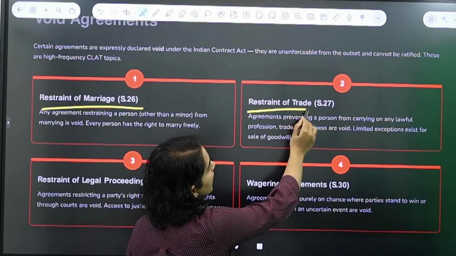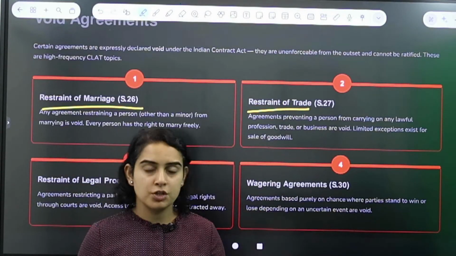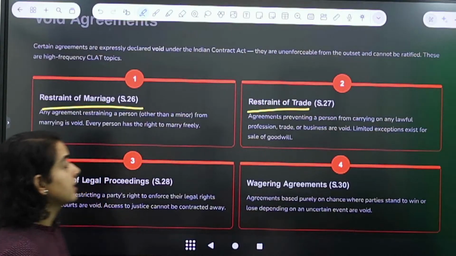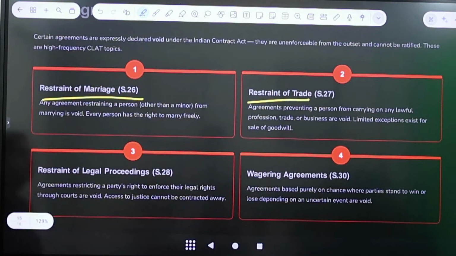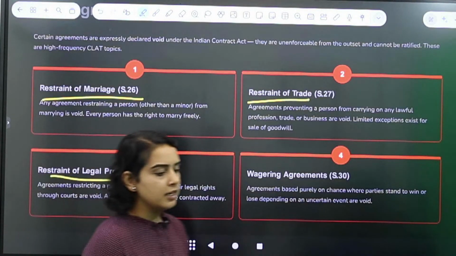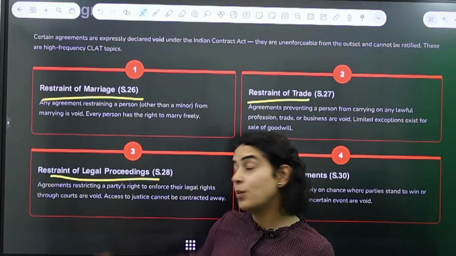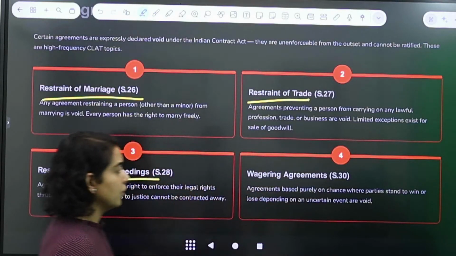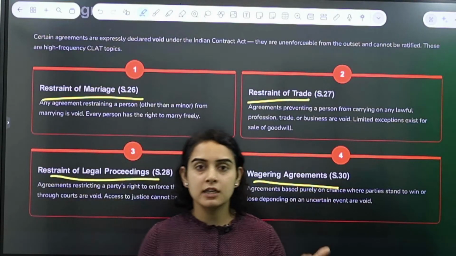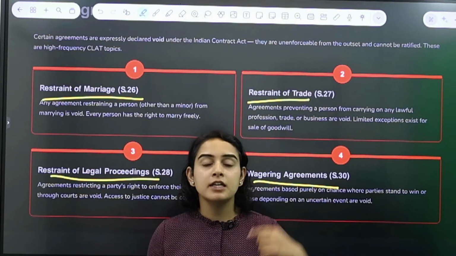Same way, if you enter into a contract where you stop a person from carrying out a specific profession, trade or business, then you are restraining them, so that is against their right to profession. Then restraint of legal proceedings. If you enter into a contract that for any dispute between you and me, you cannot go to court, you are taking away the right to justice. Again, it's a void contract. And last is wagering contracts. You must have heard about betting in cricket. Betting in cricket is not legal and it depends on a future event.